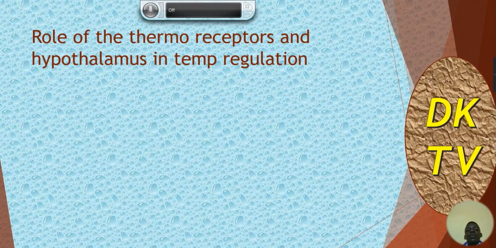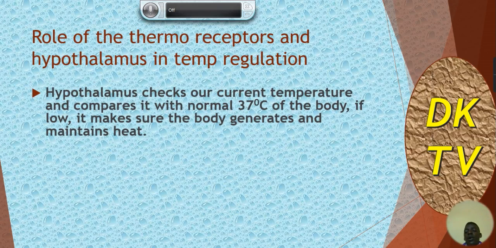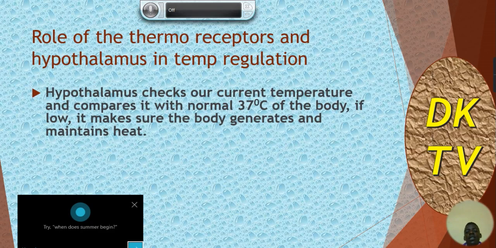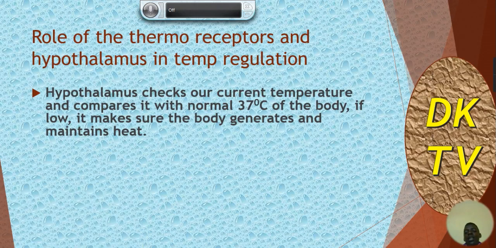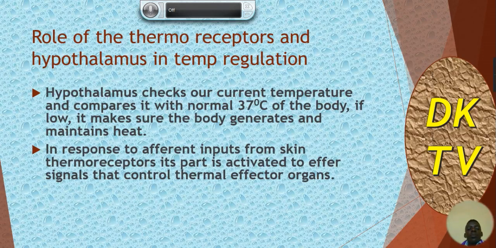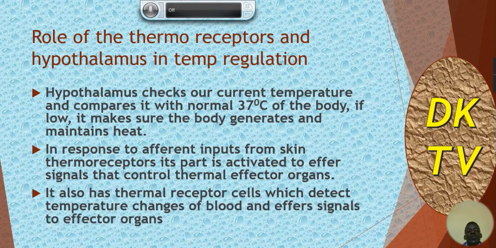The role of thermoreceptors and hypothalamus are continued. Hypothalamus checks our current temperature and compares it with the normal 37 degrees of the body, and if it's low, it makes sure heat is produced and maintained. In response to afferent inputs from skin thermoreceptors, its part is activated to effect signals that control thermal effector organs. It also has thermoreceptors which detect temperature changes of blood and sends signals to effector organs.